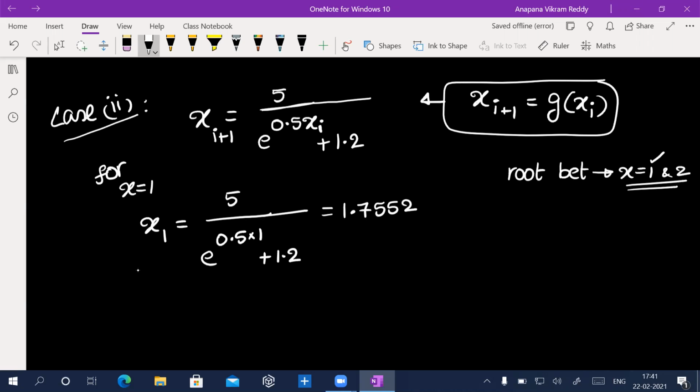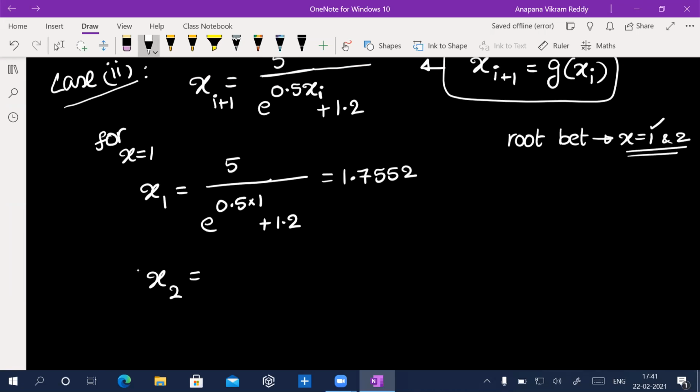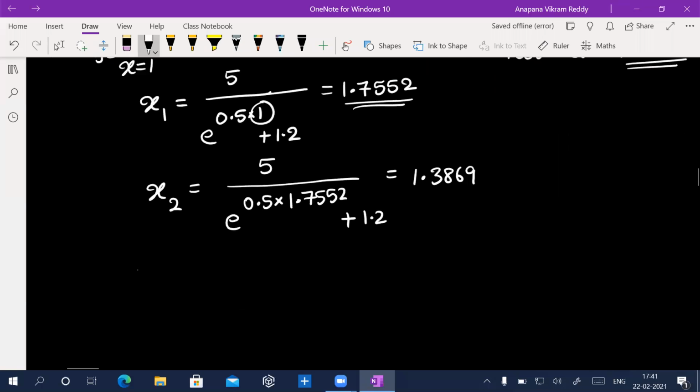You get 1.7552, 1.75, sir. Okay, now similarly find x2. So instead of this, I'll take e power 0.5 multiplied by this one, so put this 1.7552 plus 1.2. This is very simple, it's a matter of only substitution. You get 1.386. Okay, great.